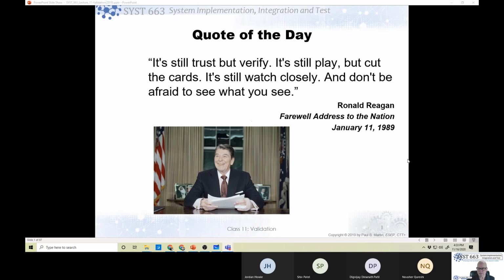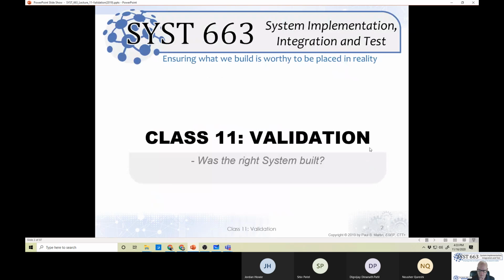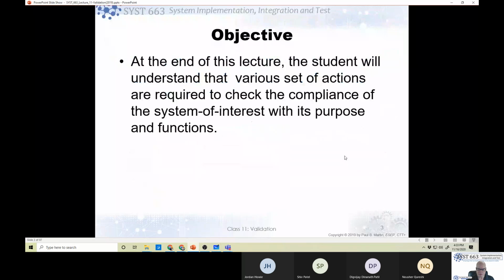All right, let's start. There we go. Class 11: was the right system built? Can everybody hear me? Just unmute and say, yeah, I hear you. Yes, sir. Okay, good. Just making sure that everything is good.